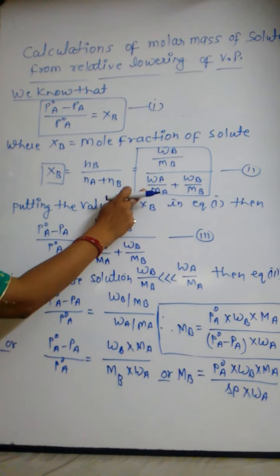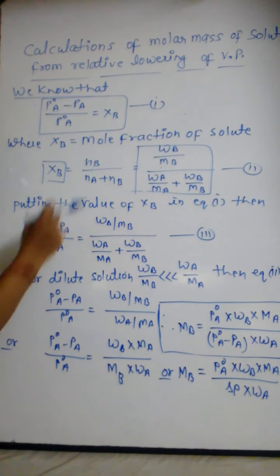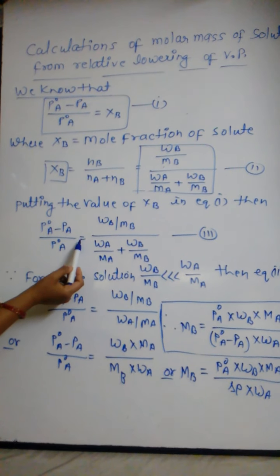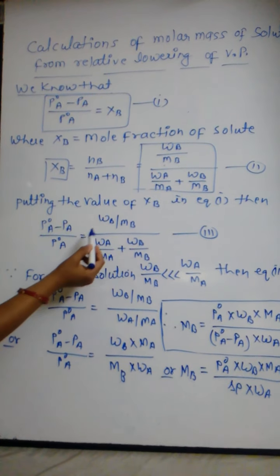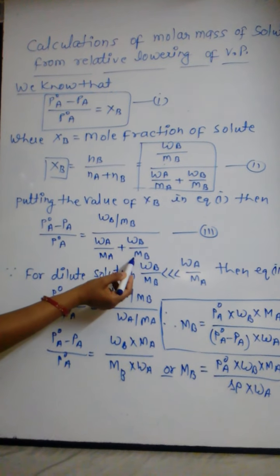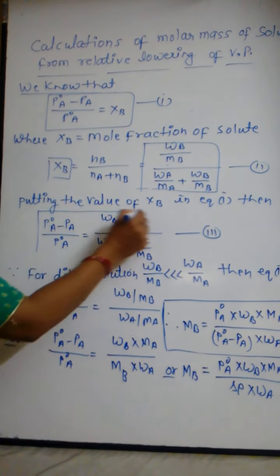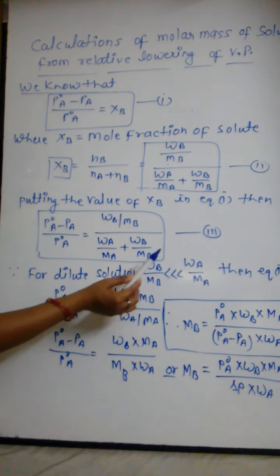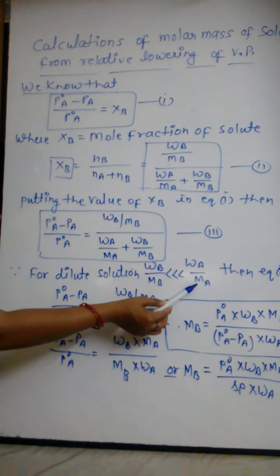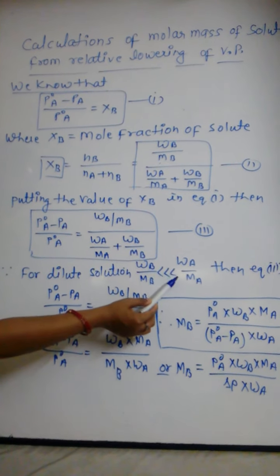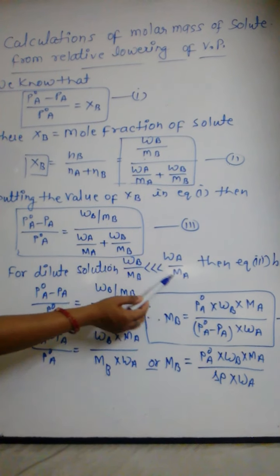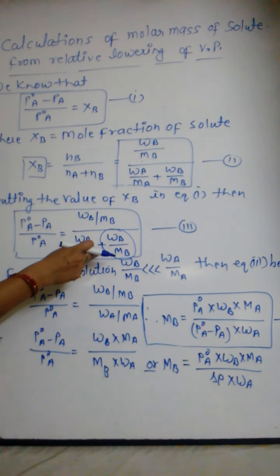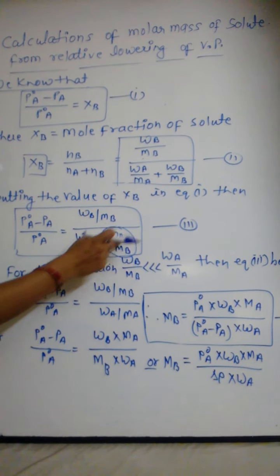We put the value of XB in equation 1. So equation 1 becomes (P naught A minus PA) upon P naught A equals (WB upon MB) upon (WA upon MA plus WB upon MB). It is equation 3. We know that for a dilute solution, the mass of solute is very less compared to the mass of solvent. WB upon MB is very less compared to WA upon MA. So we neglect WB upon MB from the denominator of equation 3.